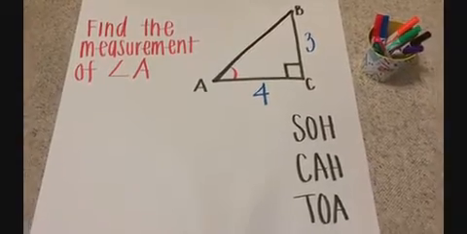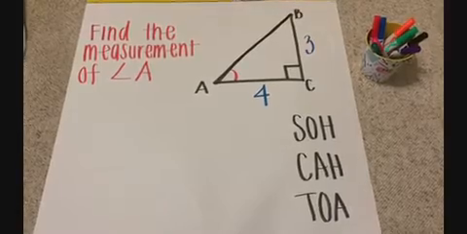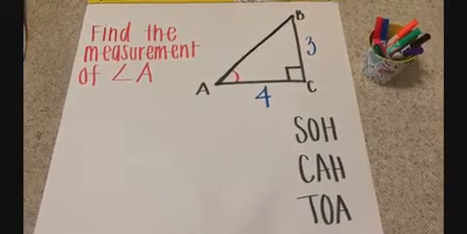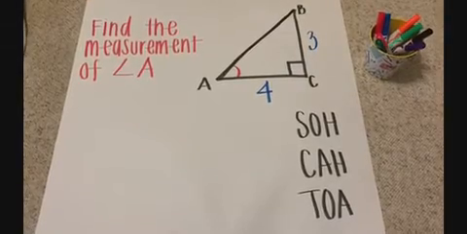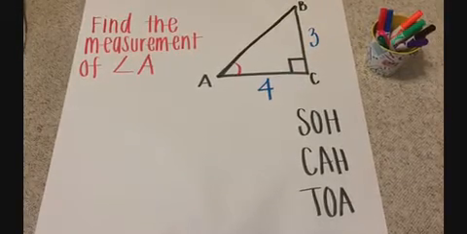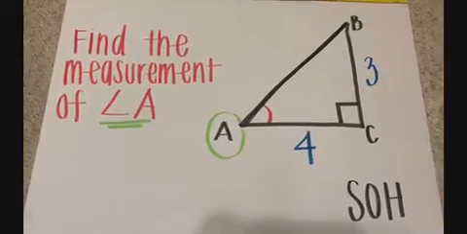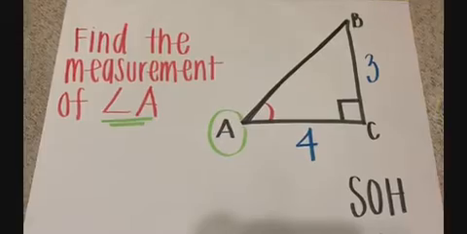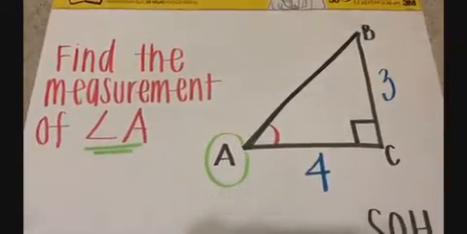Okay, so here's our first example. They want us to find the measurement of angle A. So angle A is your given angle. What I would like you to start off doing is circling that given angle. Then label your H, your O, and your A. All right, so I have circled our angle A, and that is going to be my starting point. This is just my given angle.